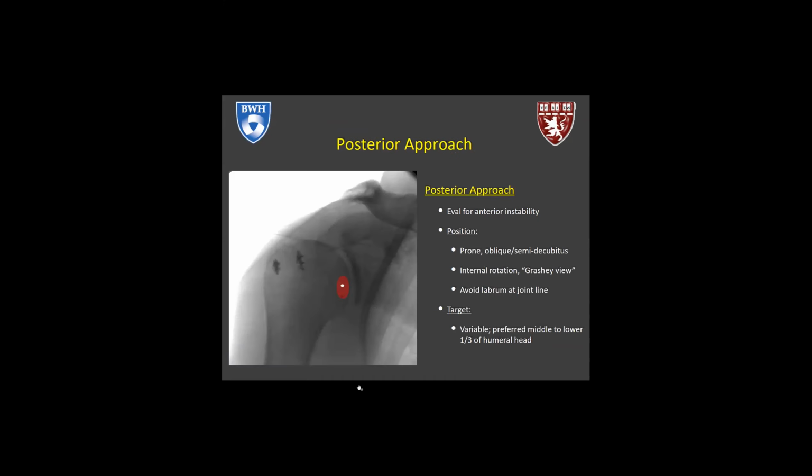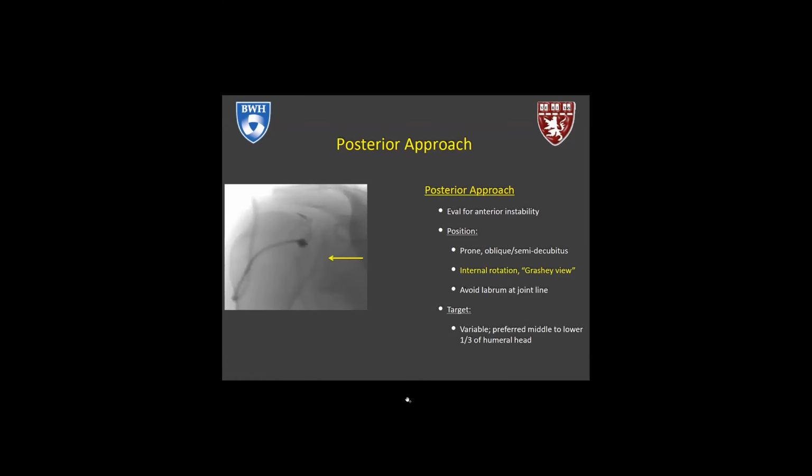And in these cases, the patient is lying prone, slightly oblique in a semi-decubitus view, and the view that you get is actually a Grashy view rather than a frontal view, so you can see the joint line better. And again, it's important to not inject at the joint line because you want to avoid the labrum, and instead you want to target the humeral head. And there's a lot of variability on where to target, but most people will target medial to lower 1/3 of the humeral head on the humeral side.